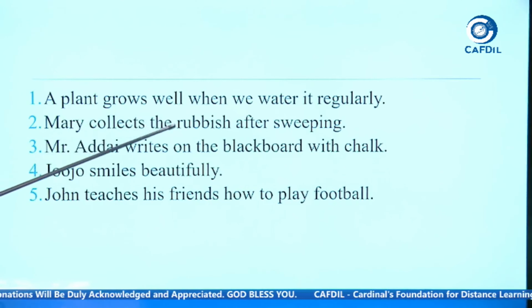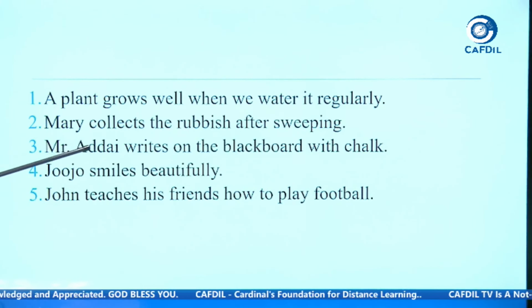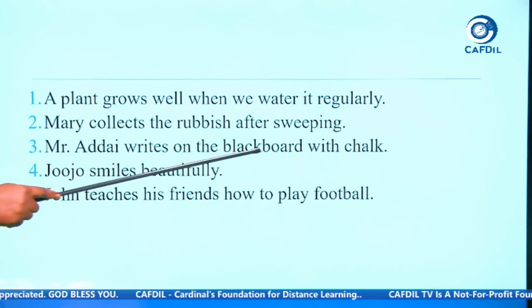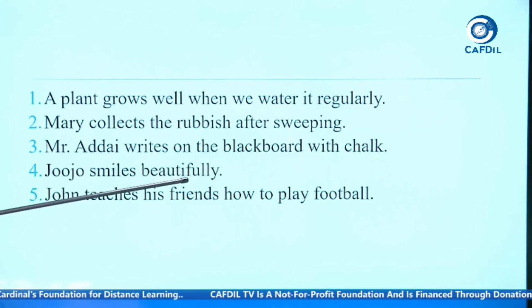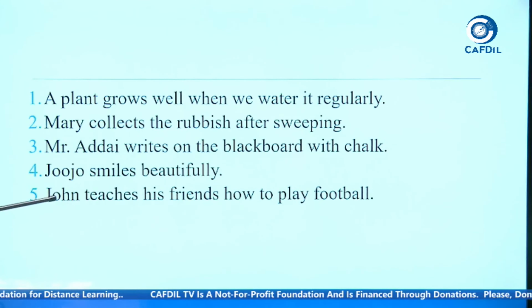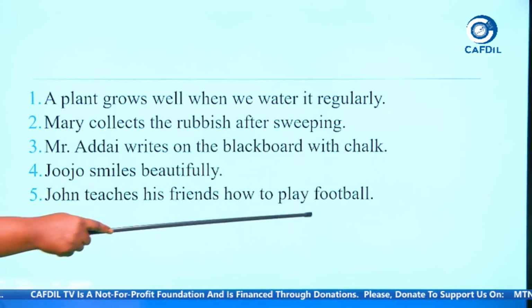Mary collects the rubbish after sweeping. Mr. Adai writes on the blackboard with chalk. Jojo smiles beautifully. John teaches his friend how to play football.